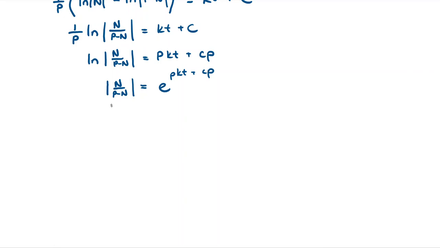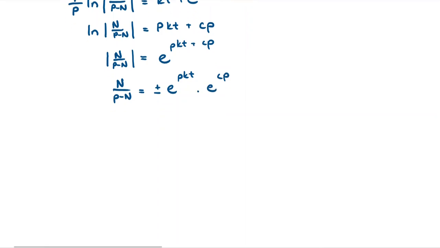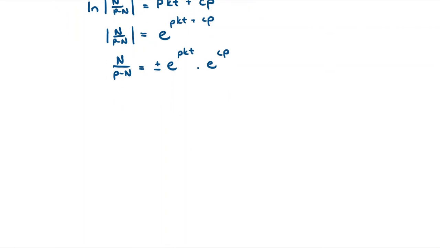Okay, let's get rid of the absolute values. So n over p minus n equals plus or minus e to the power of pkt, and let's split it, e to the power of cp. Even though there's probably some more multiplying to be done here, I think we're getting way too many constants. Let's get rid of a few. Let's change that to be a. So a e to the pkt, where a is equal to plus or minus e to the cp.